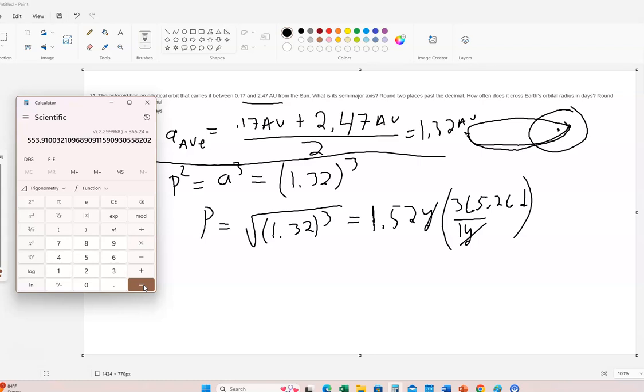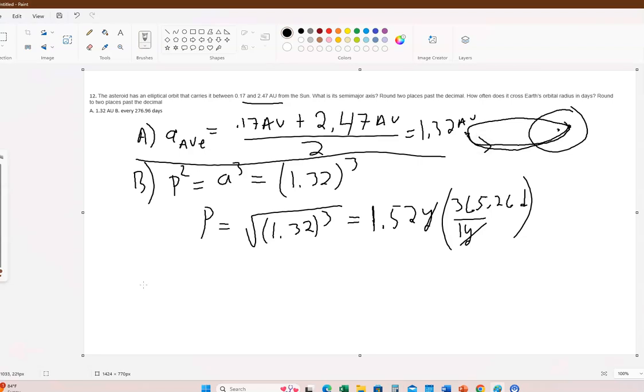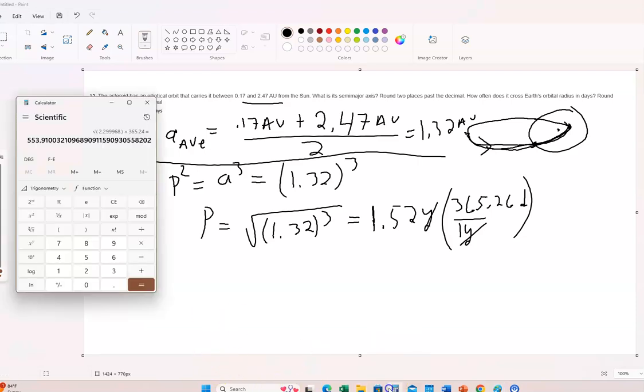Now, if you think about that, just look at this picture that I have. As the asteroid is going around the sun, in one of its periods it crosses the Earth's orbit once, and then it crosses the Earth's orbit a second time. So the time in days that it takes this asteroid to go around the sun is this many days, 553.91 days.